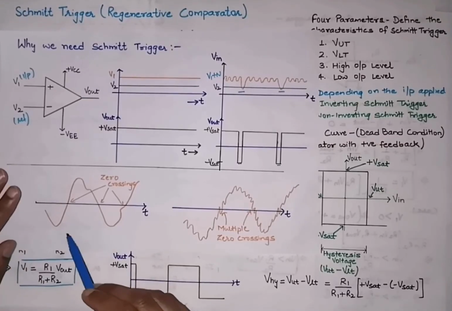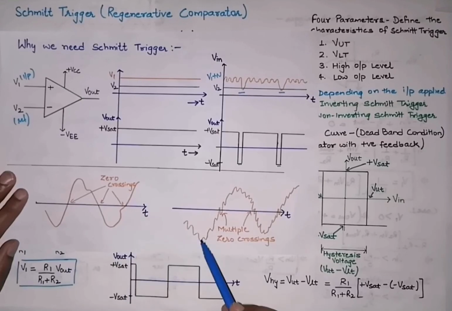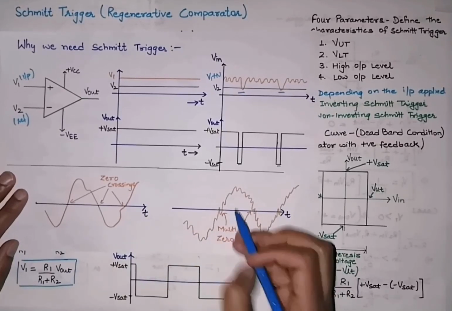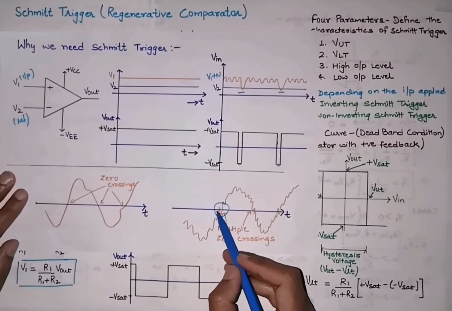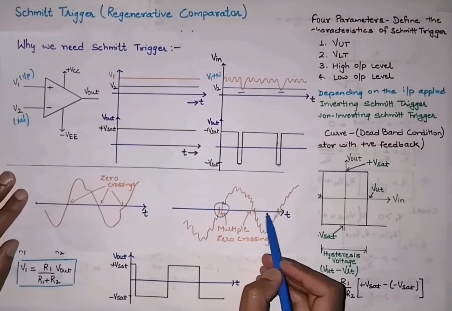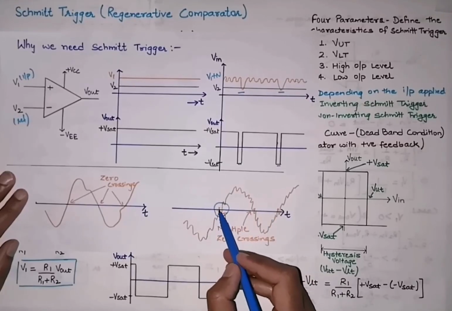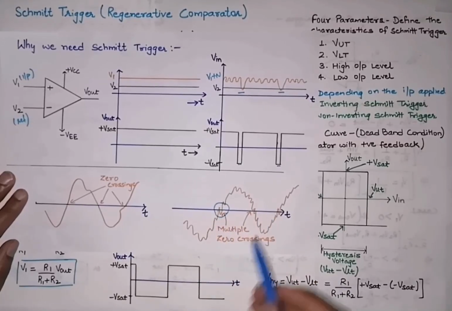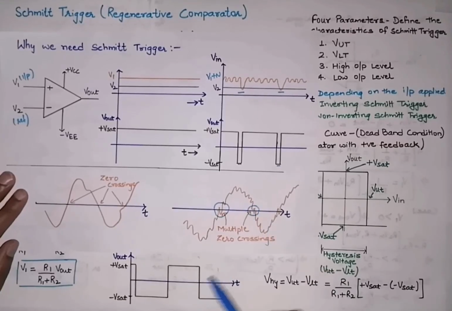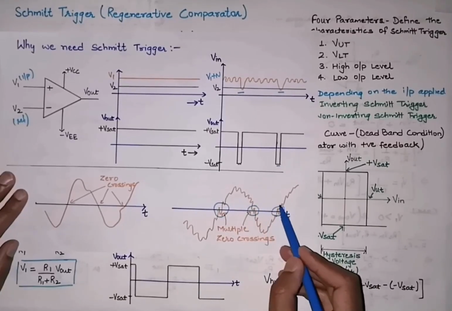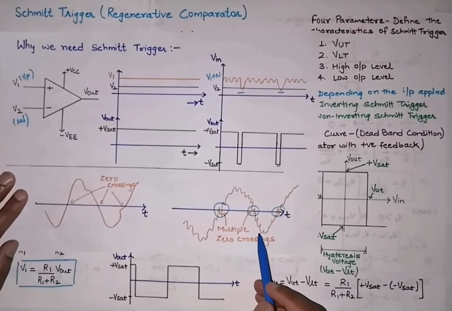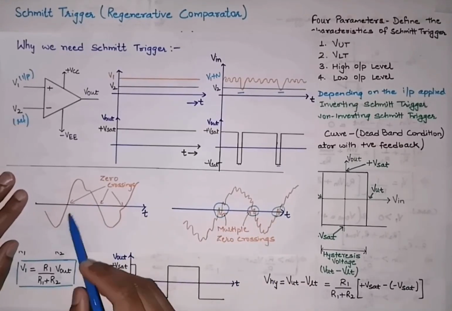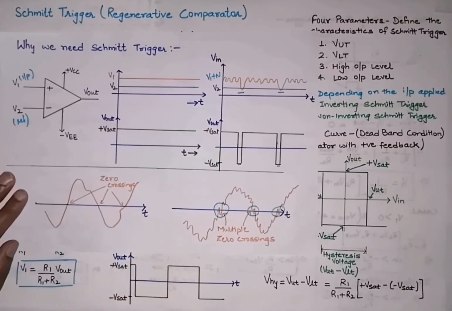But if the same signal is superimposed with some noise, as in this case, the noise is superimposed on this signal, now you can see at this zero crossing that at this point the signal is crossing this reference or the 0 volt level 1, 2, 3 times. Similarly, at this point also it is crossing more than one time, and at this point also. It means it is again giving us incorrect output or giving us multiple zero crossings at these 3 points.